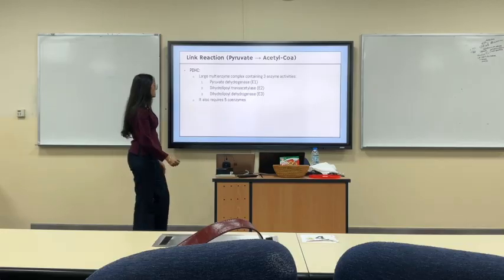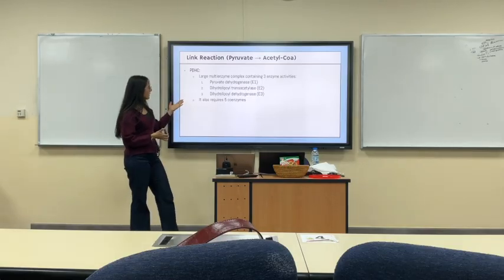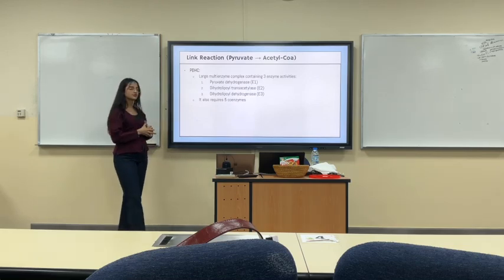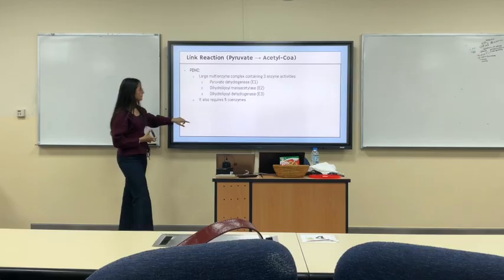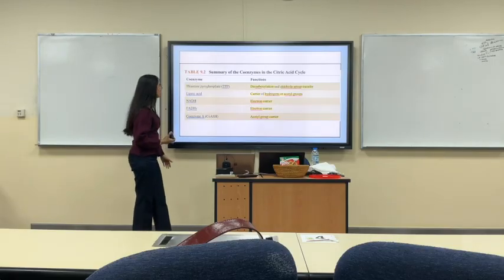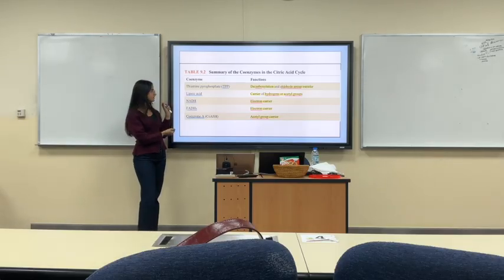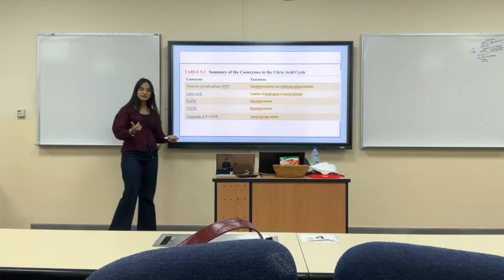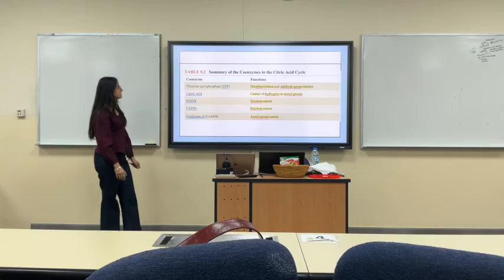So yeah, large multi-enzyme complex, 3 enzymatic activities. The first one is E1, pyruvate dehydrogenase, then E2, dihydrolipoyl transacetylase, and E3, dihydrolipoyl dehydrogenase. And we will take each activity and how it functions. And finally, it also requires 5 coenzymes. So I'm going to start by reading the coenzymes and their function. Then I'll be explaining the reaction in detail so you can see where these coenzymes are used.